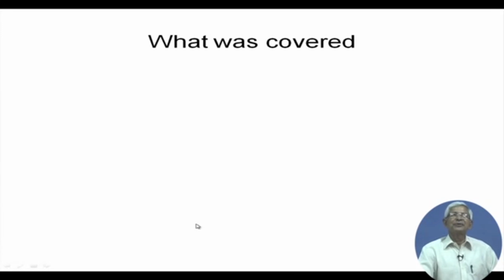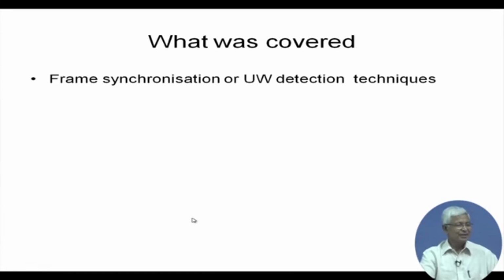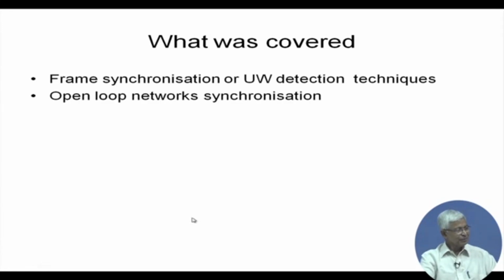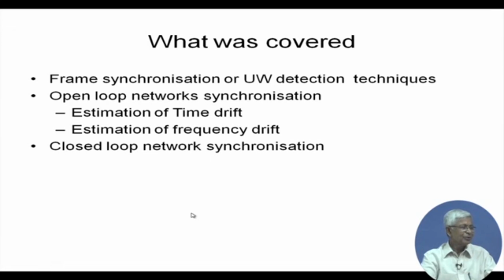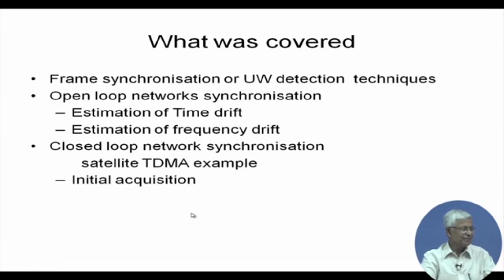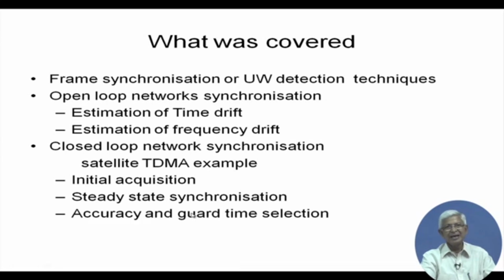So, with this what we have covered is frame synchronization and unique word detection techniques, open loop network synchronization, estimation of the time drift and the frequency drift, and the open loop. Closed loop network synchronization, we have taken a TDMA example in that: initial acquisition, steady state synchronization, and the accuracy and guard time selection we have covered. Thank you very much.